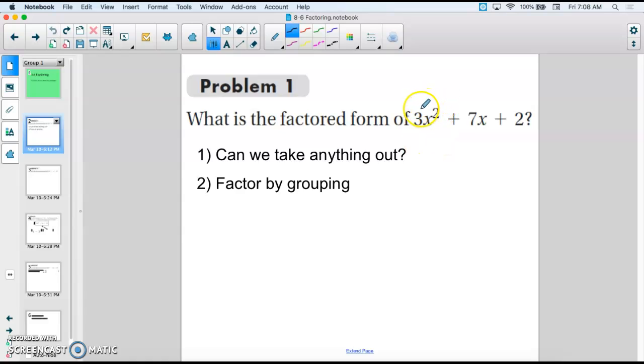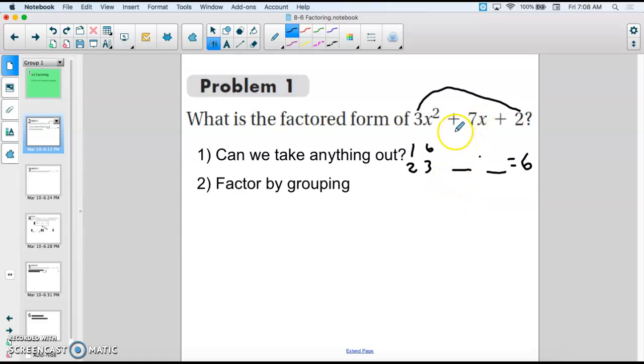Now, when we're stuck, what we do is we're going to multiply the first number times the last number. So the highest power's coefficient times the constant, the one without an exponent. Okay, we're going to multiply them together. 3 times 2 is 6. And we need numbers that multiply to get us to 6. Okay, so for example, 1 times 6 is 6, and 2 times 3 is 6. So it's one of those two combinations.